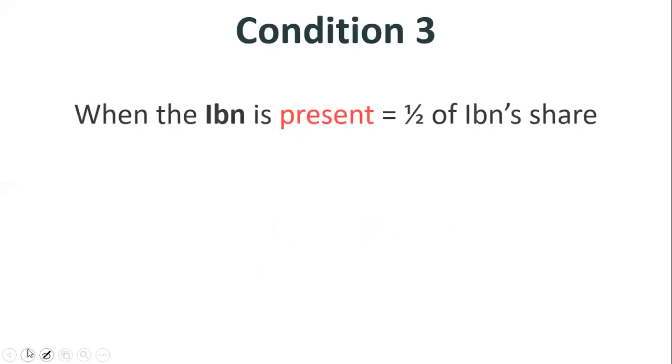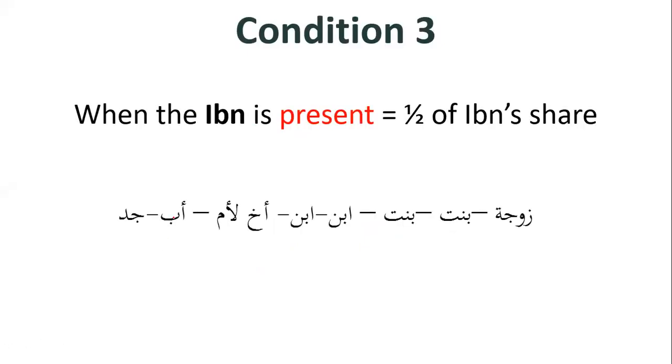Okay. And another example for condition number 3. Again, when the ibn is present, the bint will receive half of the ibn's share. So again, let's do the ones that we know. We know that the zawja will get 1/8. Akhli ummin mahjub. Jad will be mahjub also. Ab will receive 1/6. And now the ones that are left are these over here. Bint, bint, ibn, ibn. So when the ibn is present, the bint receives half of the ibn's share. So we've learned that we just need to draw a big line over here and write ayn for asaba underneath.